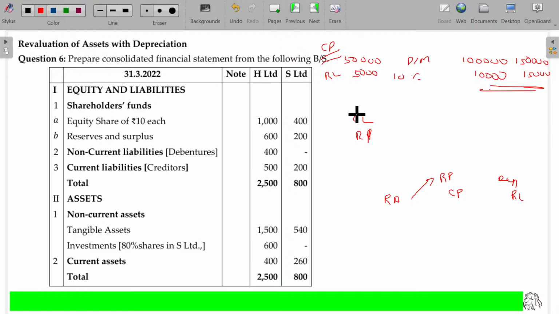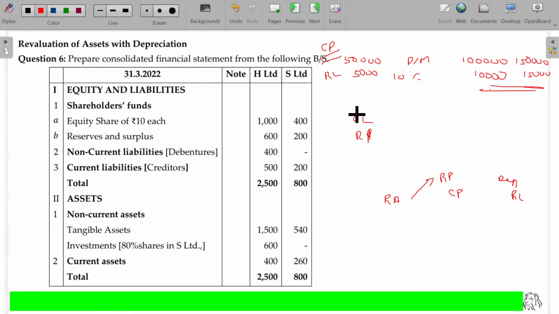If the value of the asset is appreciating, happy, capital profit is there. But because of the acquisition, there is an unhappy side: in the future, depreciation will be higher. That leads to revenue loss. So capital profit in association with revenue loss, and capital loss in association with revenue profit, will be there. That's the first thing you have to understand.